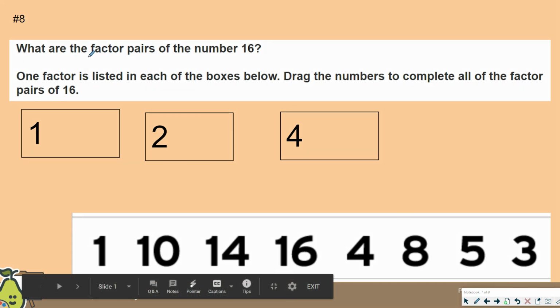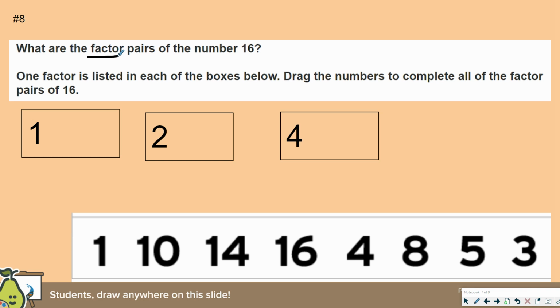So first of all, I know that a factor is a number that I multiply together with another number to get an answer in a multiplication problem. I know that a pair means two of something. So factor pairs means two factors, two numbers that I multiply together to get 16. It says one factor is listed in each of the boxes below. Drag the numbers to complete all of the factor pairs of 16. You can't drag on here, so we're clearly writing them in.